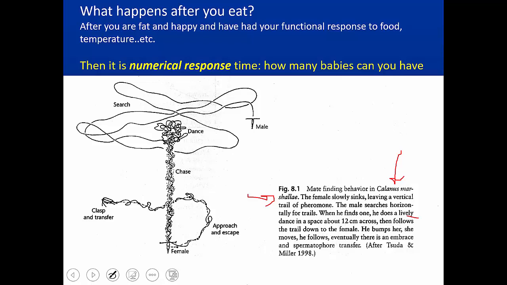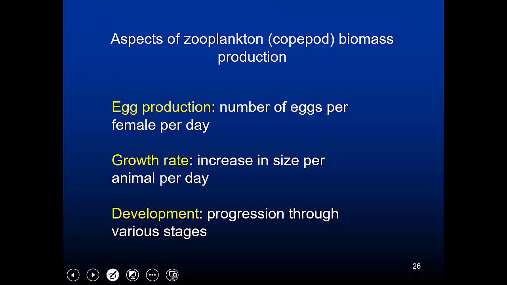And then he follows her down. Sounds pretty romantic. He bumps her, she moves, he follows, and then eventually there is an embrace. And then, well, Miller kind of ruins it with a more technical spermatophore transfer. So that's basically the sex life of copepods. So a bit more complicated than what we've seen so far with regard to other microbial organisms that we've talked about. The whole point of that is to lead to egg production.